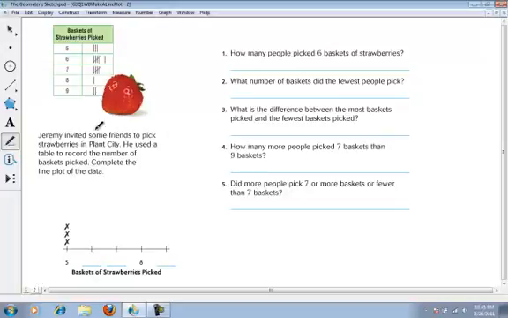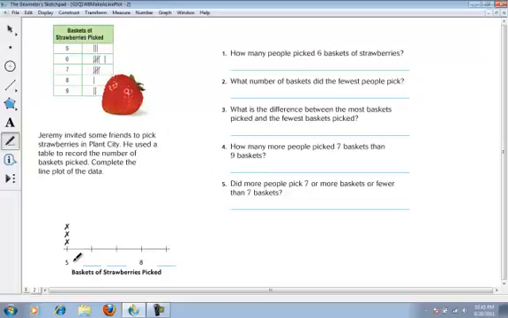Jeremy invited some friends to pick strawberries in Plant City. He used a table to record the number of baskets picked. Complete the line plot of the data. Now, do you remember what step 1 was? You're right, it was to write a title, and that's done for us. Baskets of strawberries picked. It's the same title as our table.